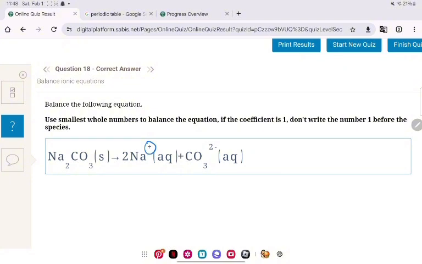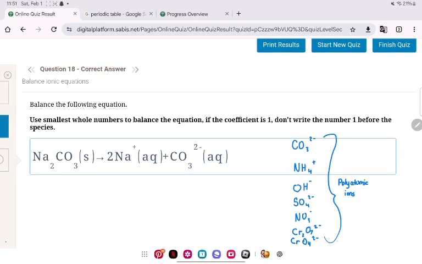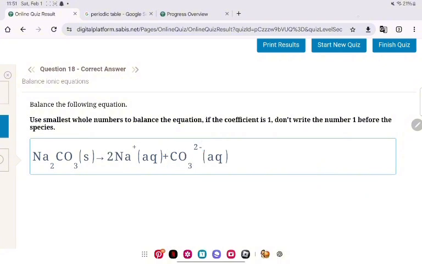Okay, so CO3, there are two capital letters, so you can't find it in the periodic table. This is a polyatomic ion, so I'm going to write down the polyatomic ions now. So these are the polyatomic ions. You also have to memorize these because they're not on the periodic table. So here we have CO3, so you're going to look at CO3, it's 2 minus, and you put that in. For this question, they didn't want you to do that, they just wanted the coefficient, but if they did.